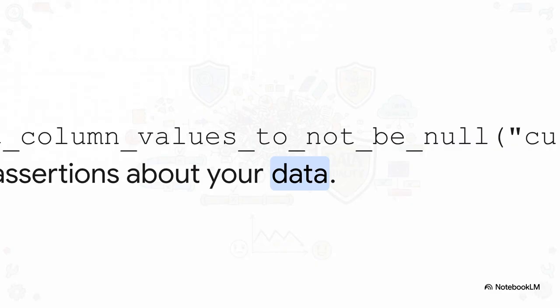It's so clean, right? You just take your data set and say expect column values to not be null for the email column, or expect column values to be between 1 and, well, whatever you want for the order amount. It almost reads like plain English, which is just fantastic.